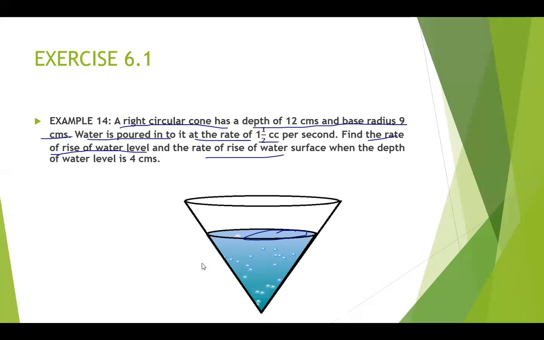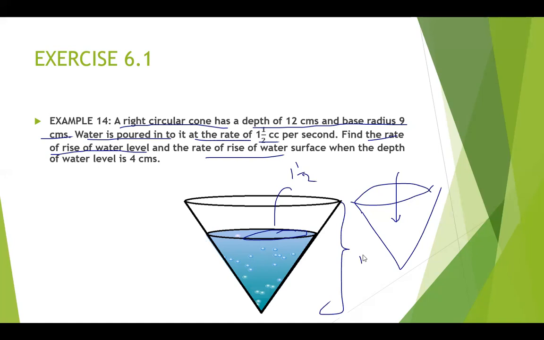First, you have to know what the given things are. A right circular cone has a depth, which means we'll consider the cone shape in this direction, like this. Then water is continuously poured into it. Water is poured into it at the rate of 1.5 cc per second, which means dV by dt is 1.5 cc. And what is the height of this cone? It is given: the height is 12 centimeters and the base radius of this cone is 9 centimeters.